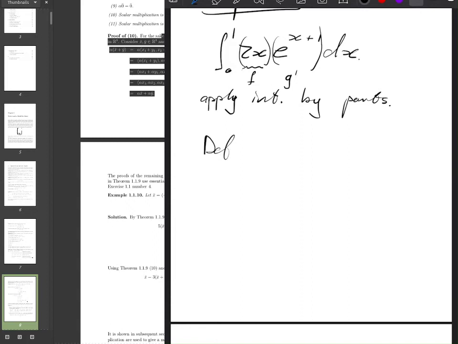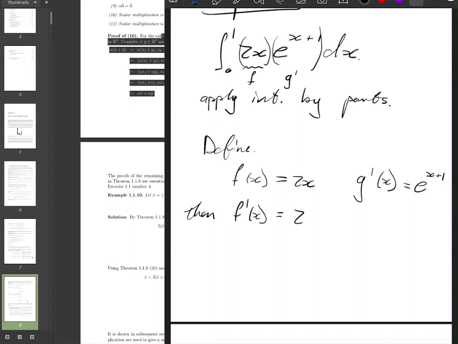So let us define f of x as 2x and g prime of x as e to the x plus 1. Then f prime of x is equal to 2, and g of x has to be equal to e to the x plus 1.